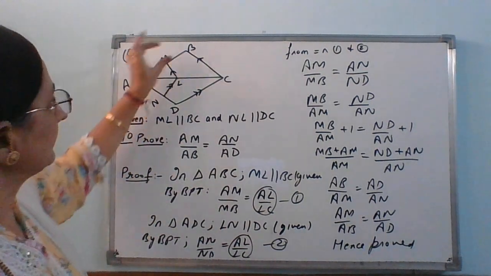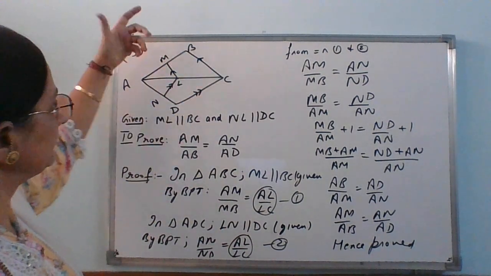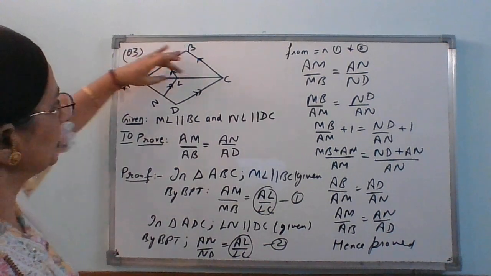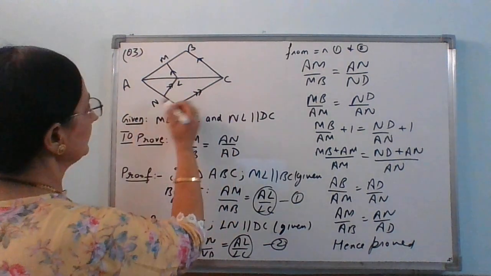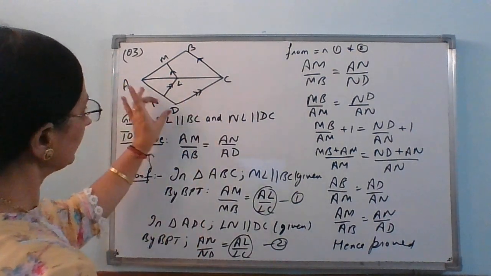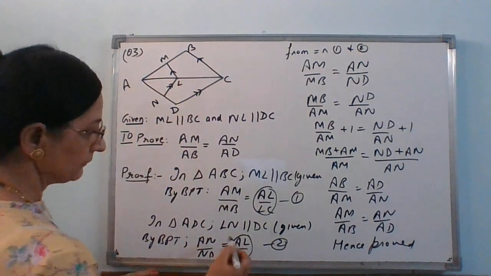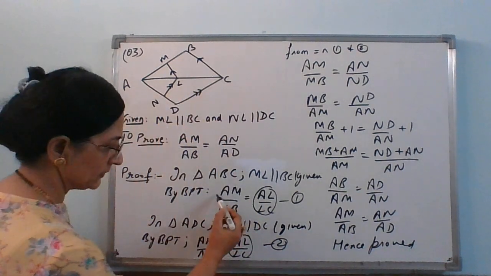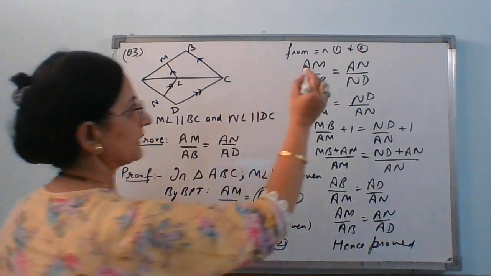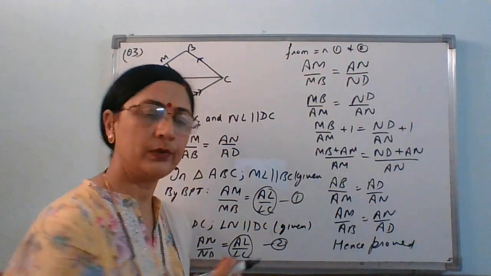So I'm going to repeat this question again. In this triangle, this is parallel to this. So by BPT, AM upon MB is equal to AL upon LC, equation 1. Similarly here, in this triangle, this is parallel to this. So AN upon ND is equal to AL upon LC, number 2. AL upon LC is common in both, so let us equate these left sides. That is AM upon MB is equal to AN upon ND.